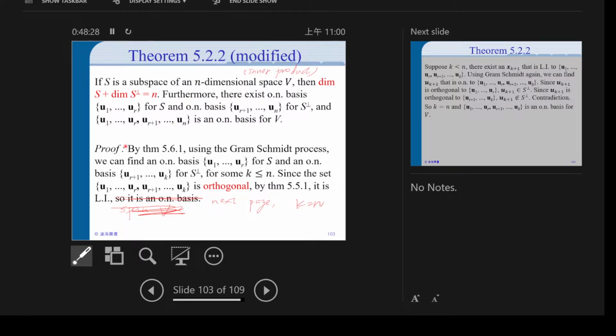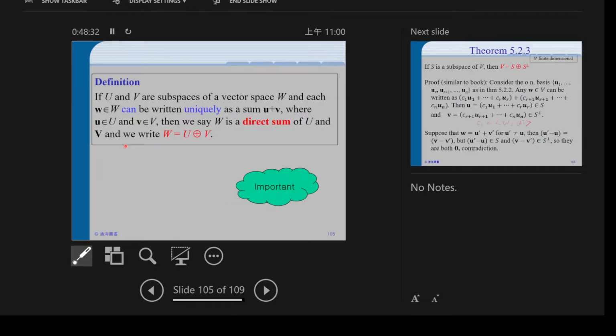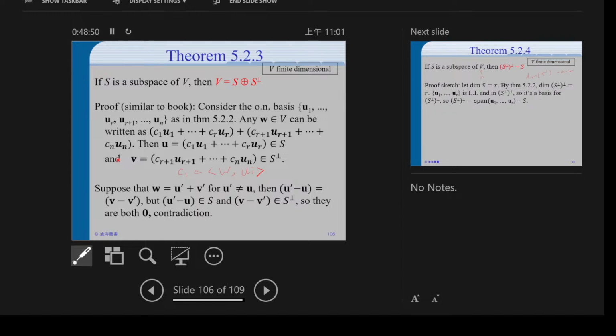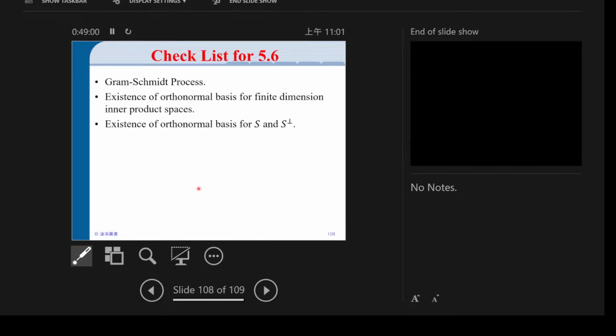I think we are going a bit over time. But you can see all other things can be nicely explained by this orthogonal basis. The direct sum means the same thing. U and V have a direct sum means that you have an orthogonal basis for U and an orthogonal basis for V. Together they become an orthogonal basis for W. So that's 5.6.